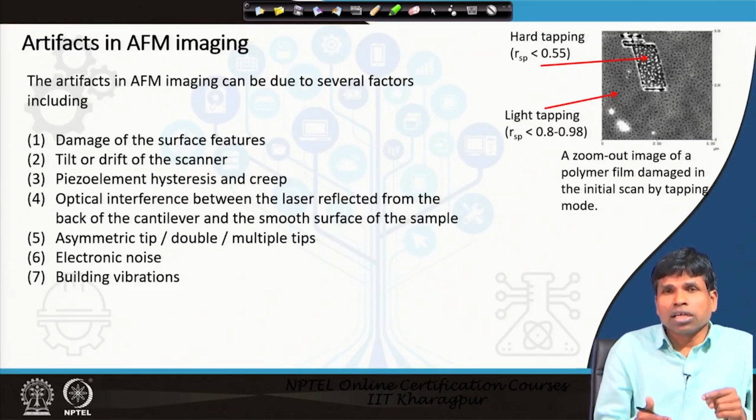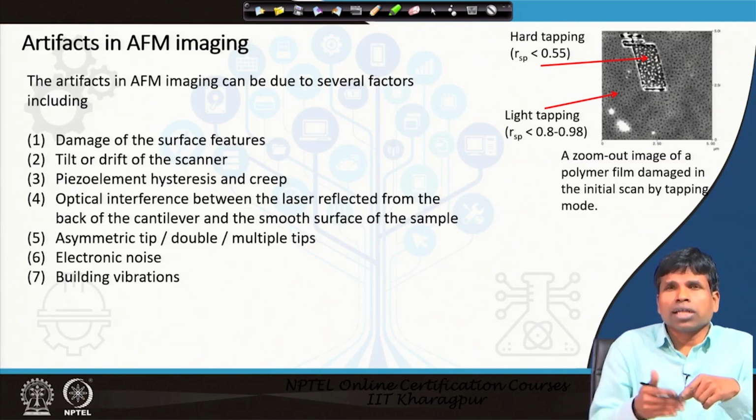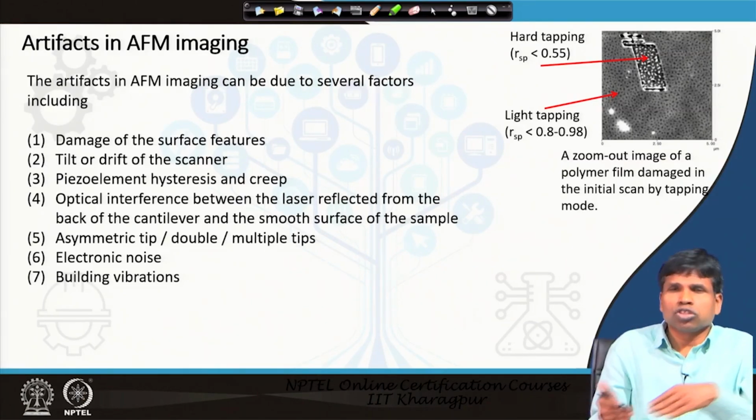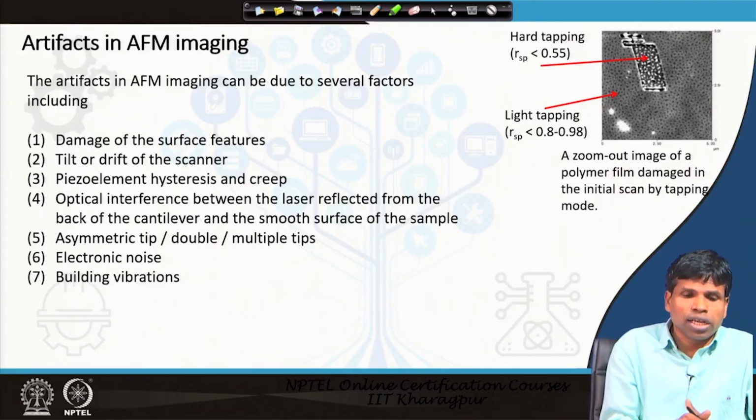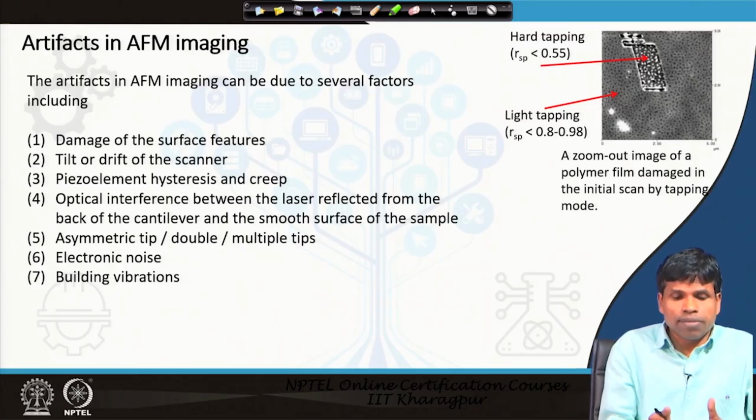If the laser light strikes the back side of the cantilever, and during reflection, if the sample is smooth, some light goes away and gets reflected again, that would create interference, and that can also be a source of artifact. Asymmetric tip, double tip, multiple tips, we have discussed much in the STM discussion.